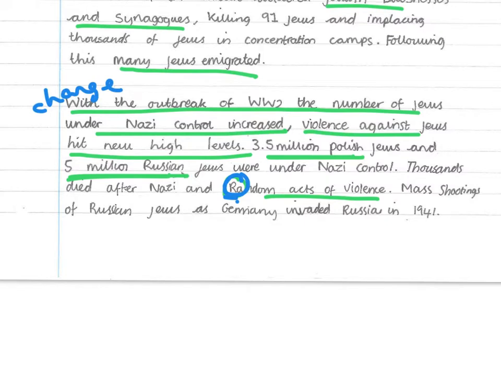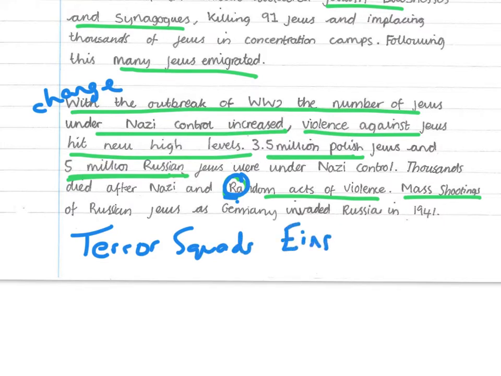Mass shootings of Russian Jews. Now the Nazis who carried out the mass shootings that you mentioned there, again you can use the English word which is terror squads, okay, or you can use the German word which is even better. They were called Einsatzgruppen. Okay, that's the name of the soldiers that carried out the mass shootings inside Russia.